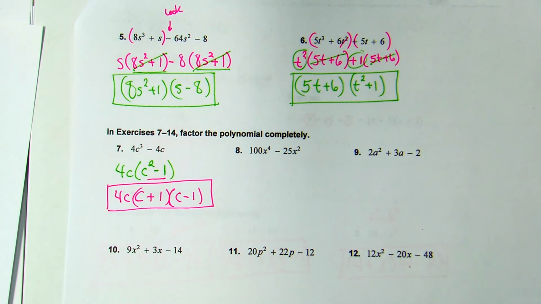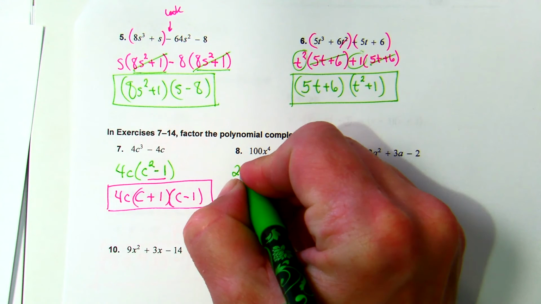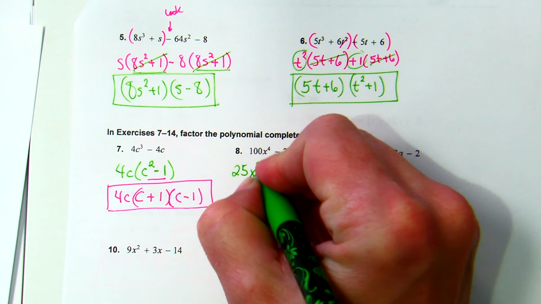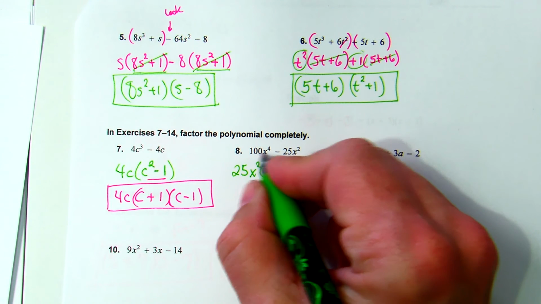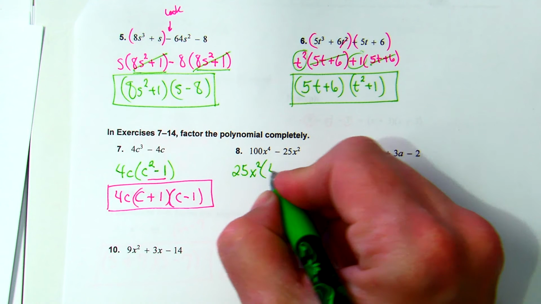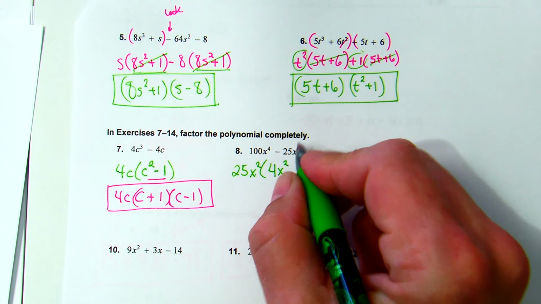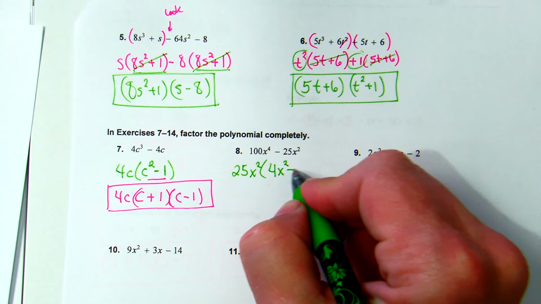All right, let's look at number 8. Can I pull something out of both of them before I get started? Yes. Numerically, what number can I pull out of both? 25. So let's start with that. We got 25. Now, with variables in mind, how many of the x's can I pull out of both? 2. So I'm going to have 25x squared. And then that leaves me with this first term. When I divide 25 out of it, I get 4. And divide the x squared out, I get x squared. When I divide this by 25x squared, I get minus 1.